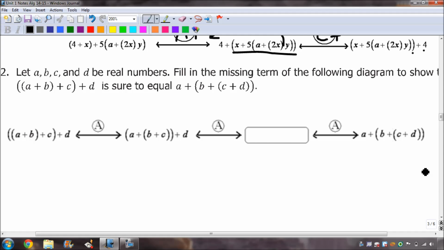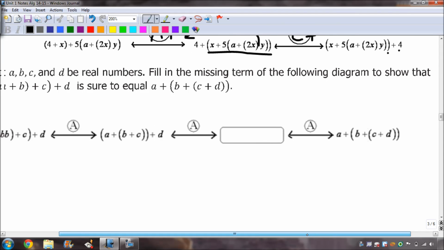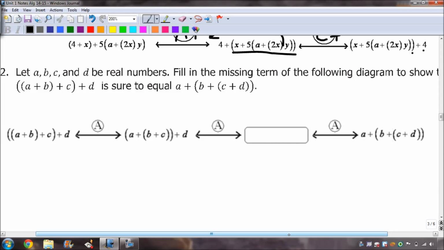All right, last example, number 2. Let A, B, C, and D be real numbers. Fill in the missing term of the following diagram to show that the quantity A plus B together plus C and then plus D at the end is sure to equal A plus the quantity B plus another quantity C plus D, okay? So if you look at this right here, A plus B is in parentheses. Now it's a different group. You've got B plus C, okay?